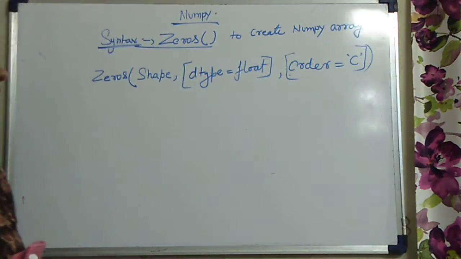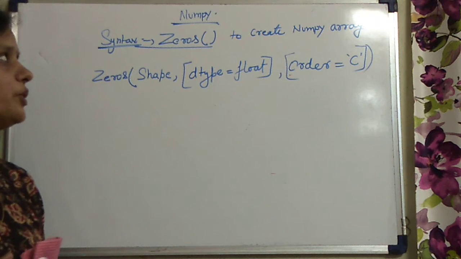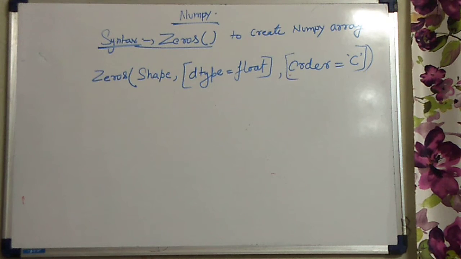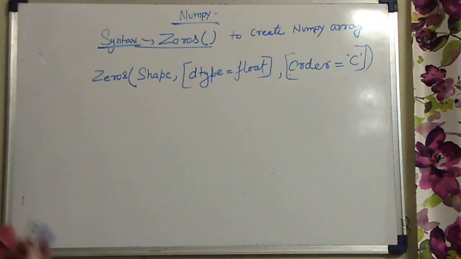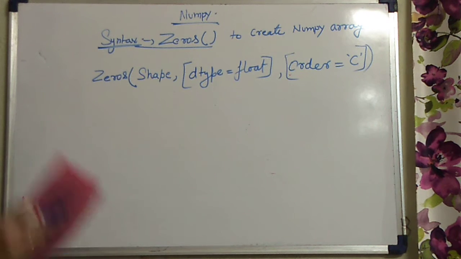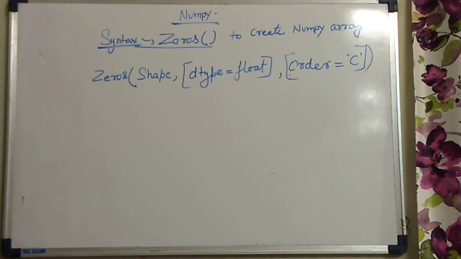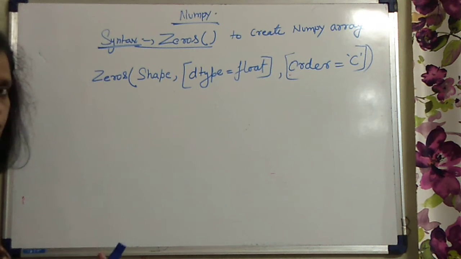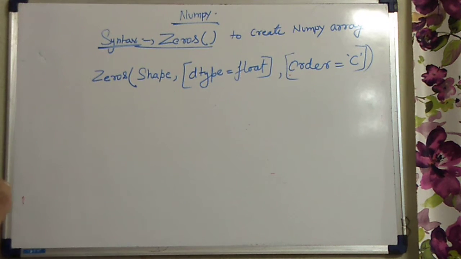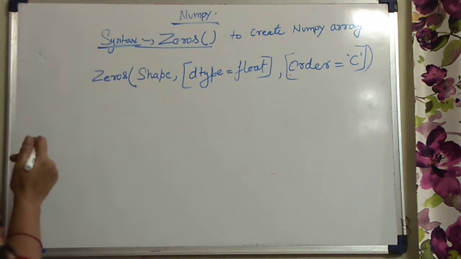Hello everyone. In this video I am going to tell you how you can use the zeros function to create a NumPy array. Now let us see what the purpose of using the zeros function is. When you create a NumPy array using the zeros function, that array will be initialized with all zero values, meaning the elements of the array will be 0. Clear? Now let us see the syntax of the zeros function.